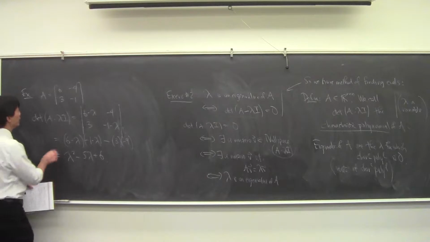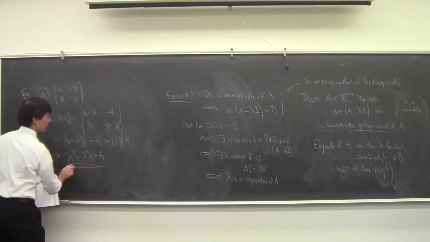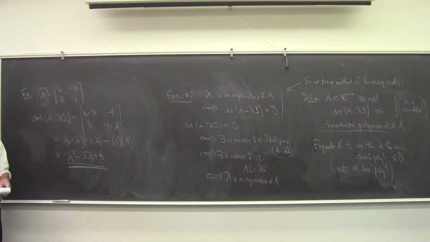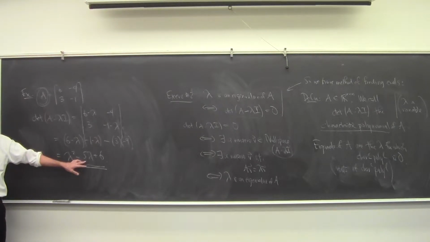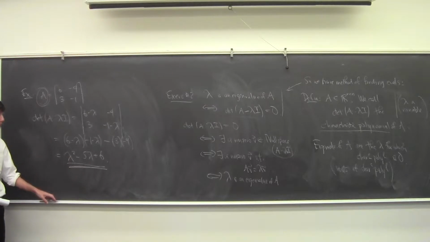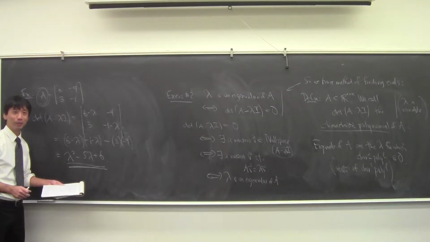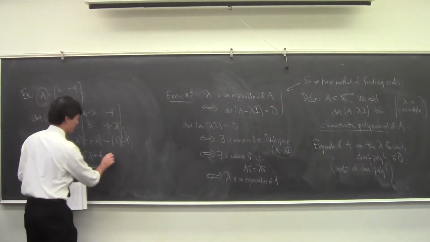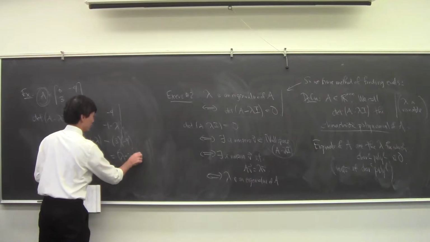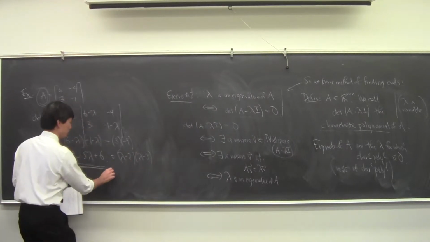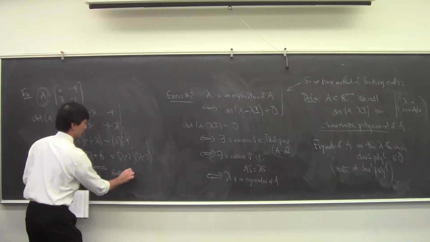So to your matrix, you associate a polynomial, and that polynomial is called the characteristic polynomial. What are the roots of this? Go back to junior high school. Can you just look at it and tell me? 2 and 3, yes. So this is lambda minus 2 times lambda minus 3. So it has roots 2 and 3.